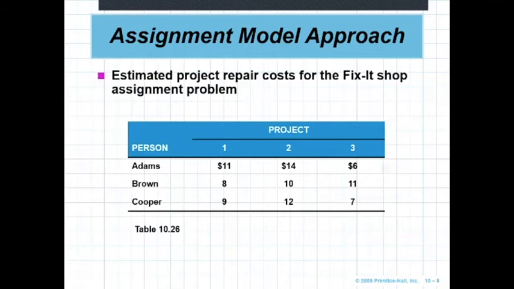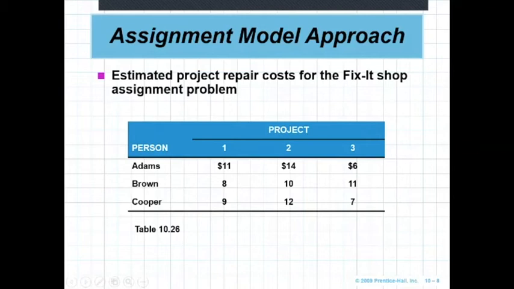There are 3 persons, named Adam, Brown, and Cooper, A, B, C. And there are 3 projects: Project 1, 2, and 3. This is how you read or interpret the table. If we assign Adam to project 1, the cost is 11. Adam for project 2 is 14. Adam for project 3 is 6.